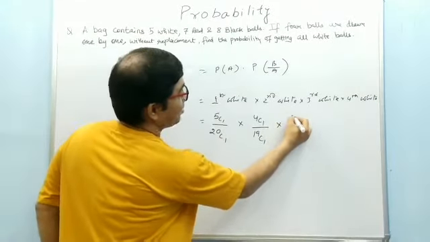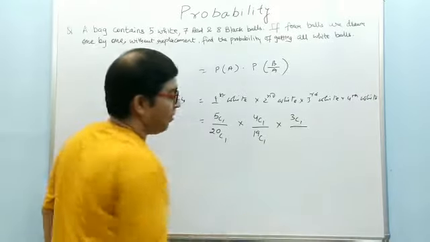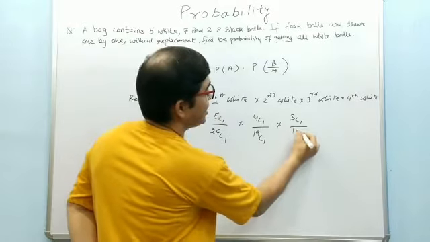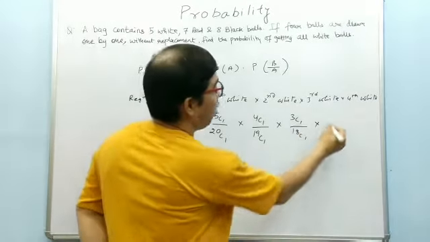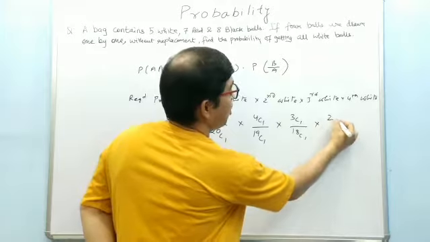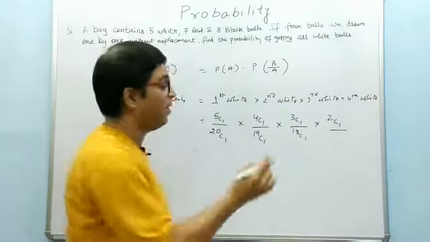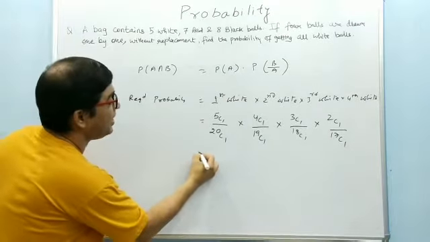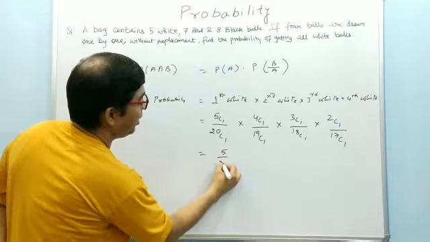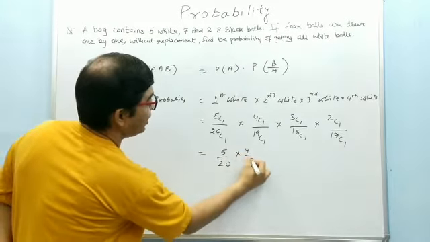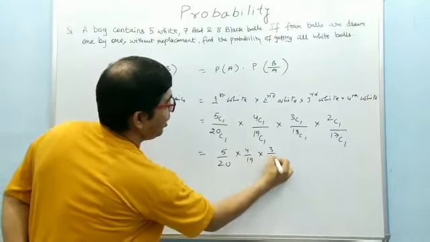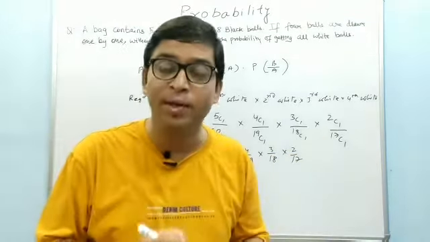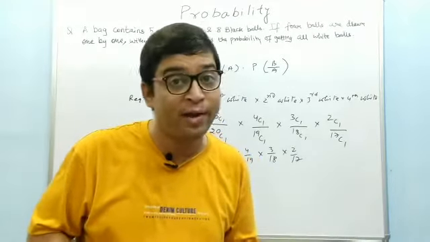Now how many white balls? 3 balls are left and the total number of balls is not 19 now, it is going to be 18. So 18C1 into, now the last ball, how many options? 2 options are there, 2 white balls are left over by 17C1. If we just simplify this, we can easily get 5/20 into 4/19 into 3/18 into 2/17. So we can find the probability of drawing all the 4 white balls.